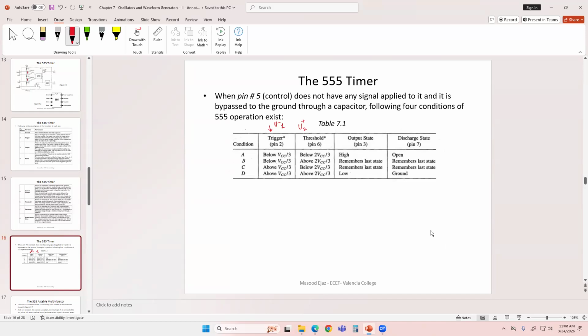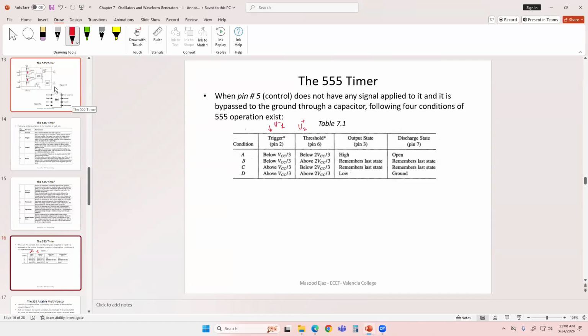And likewise, condition C and condition D that are given to you. Condition D is if both are above 2/3 of VCC, then the output is going to be low. The discharge pin is important because it can be either open or grounded, and it's going to remember the last state. That means it's either going to be open or grounded, because we're going to use that discharge state in order to create a timing circuit.